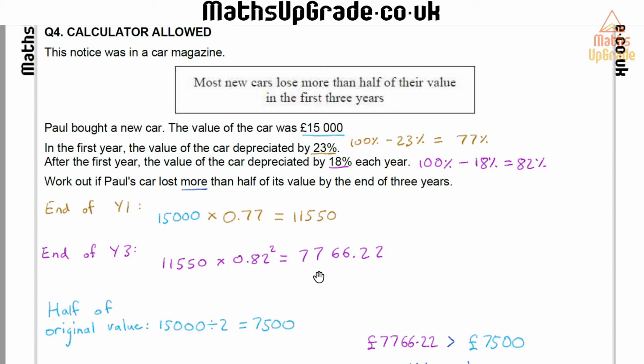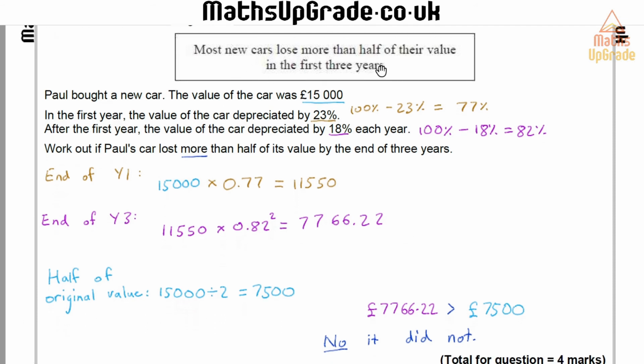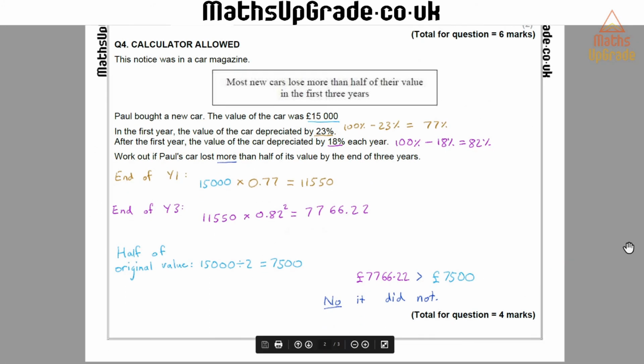So that gives me £7,766.22. So is that claim made by the magazine correct? Half the original value would have been 7,500, right? So if it's worth less than 7,500, then the claim is correct. But it is worth just more than 7,500. So in other words, the claim is not correct. His car did not lose more than half its value by the end of those 3 years. So that question there was worth 4 marks.